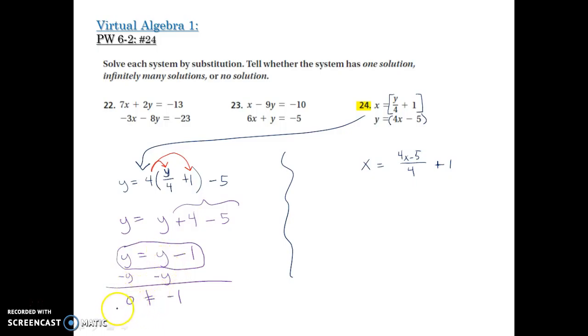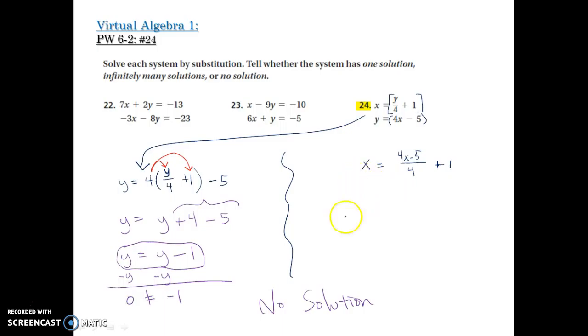So basically when all the variables cancel out and you get something that's not true, the answer is no solution. There's no value that we could plug in for these variables that would give us a true solution.